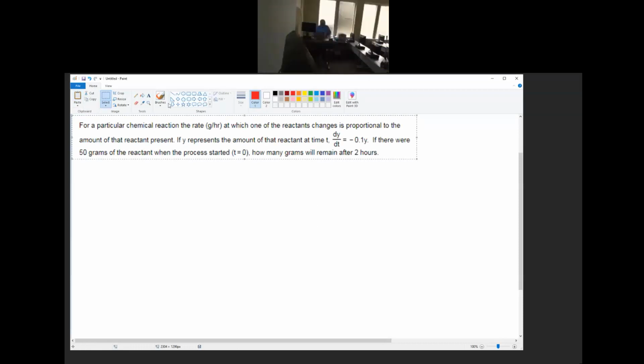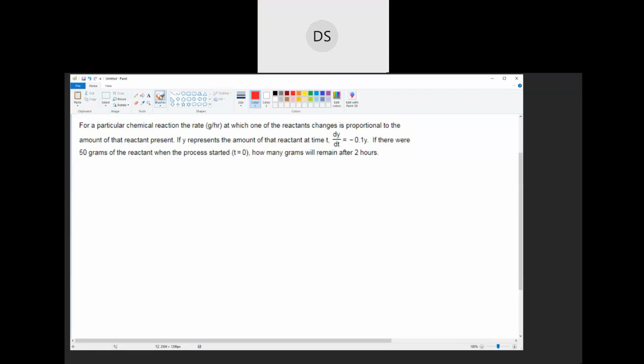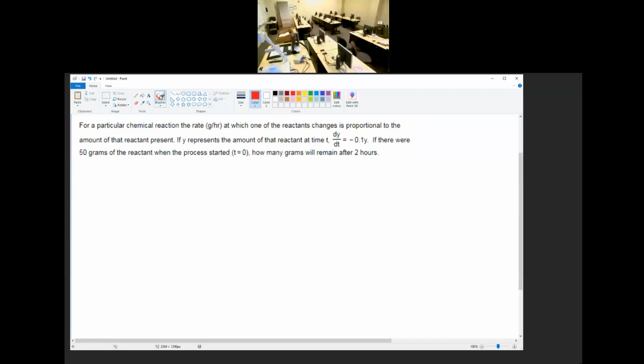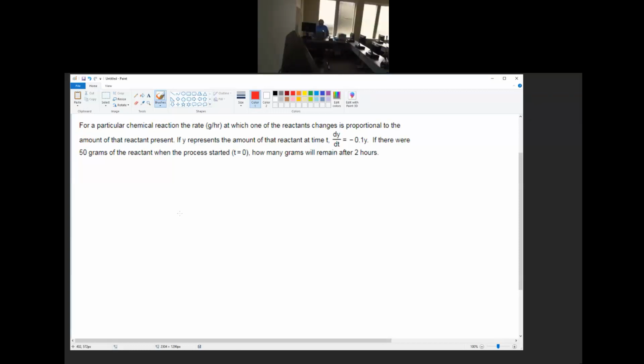Can everybody see the word problem okay? Yes, sir. Yes, sir. Thank y'all. Okay, let me read the word problem to you and we'll figure out what we need to do.